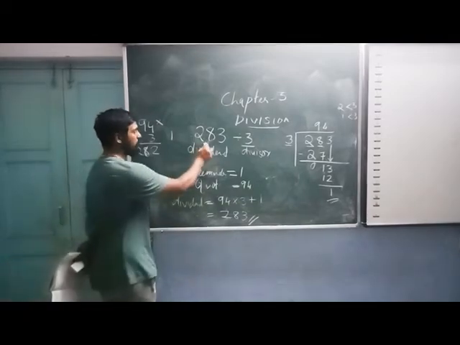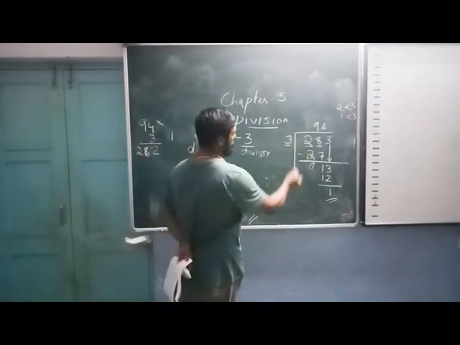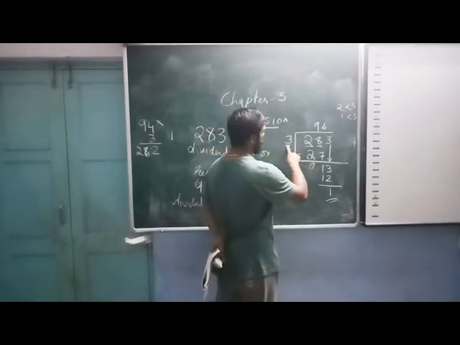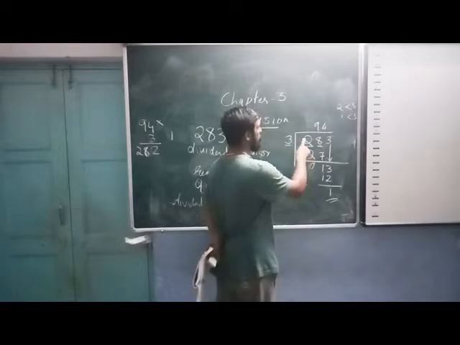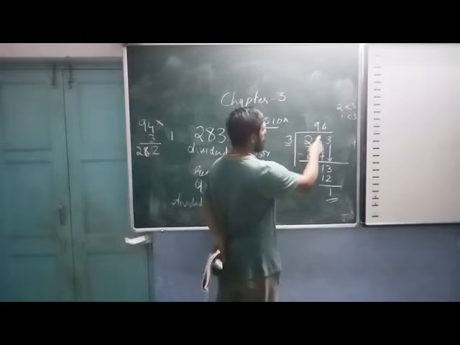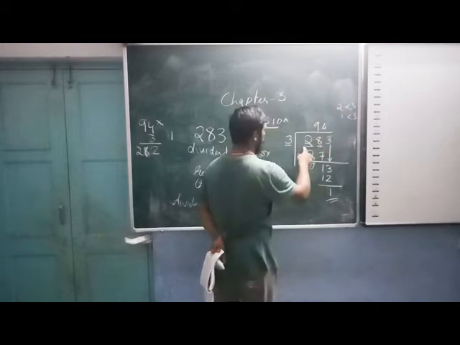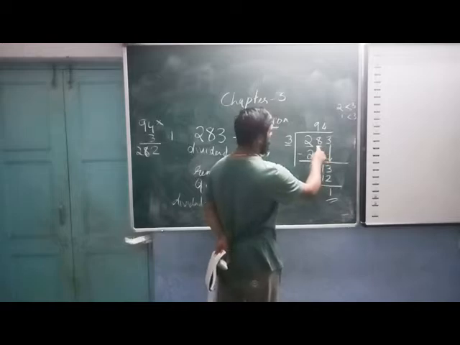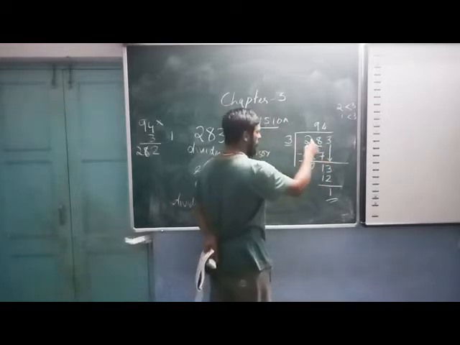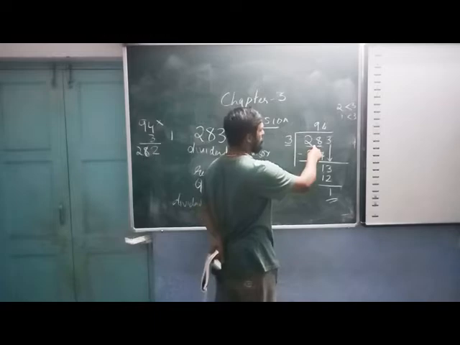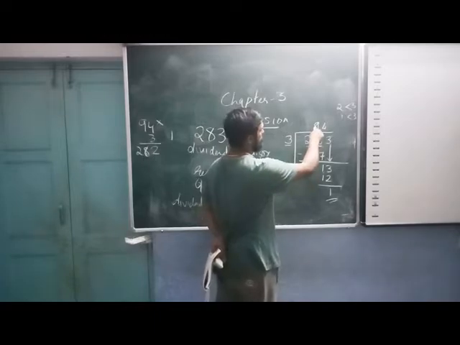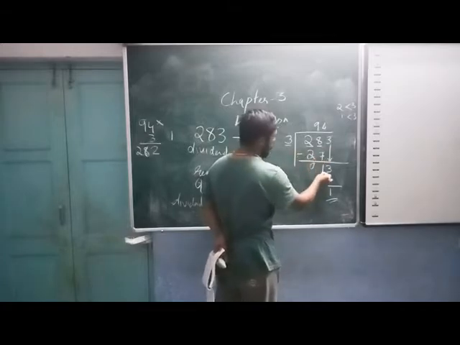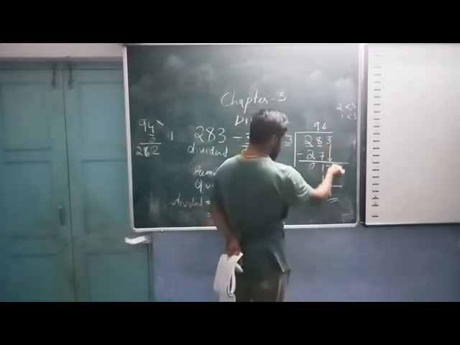First of all, we have to put them in the table. Look at the numbers. This is a 1-digit number, so first we consider the 1-digit number. You see 2 is less than 3, so we cannot divide 2 by 3. So we took 28. Let us consider how many times 3 goes near 28. 9 times. 9 3s are 27. Now we subtract it, so we get 1 and we bring this 3 down.